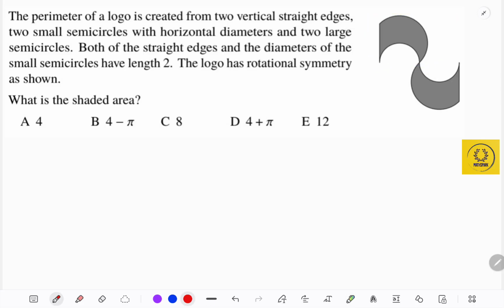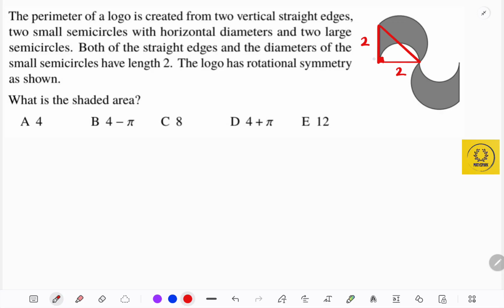Okay, we found that the length of this vertical edge is 2, and we know that this is a horizontal diameter with length 2 as well. Because this is vertical and this is a horizontal line, we have a right angle here. If we join these 2 points, we have the hypotenuse of this right angle triangle, which is the diameter of the big semicircle. Okay, so in first step, I'm gonna find the length of the hypotenuse.